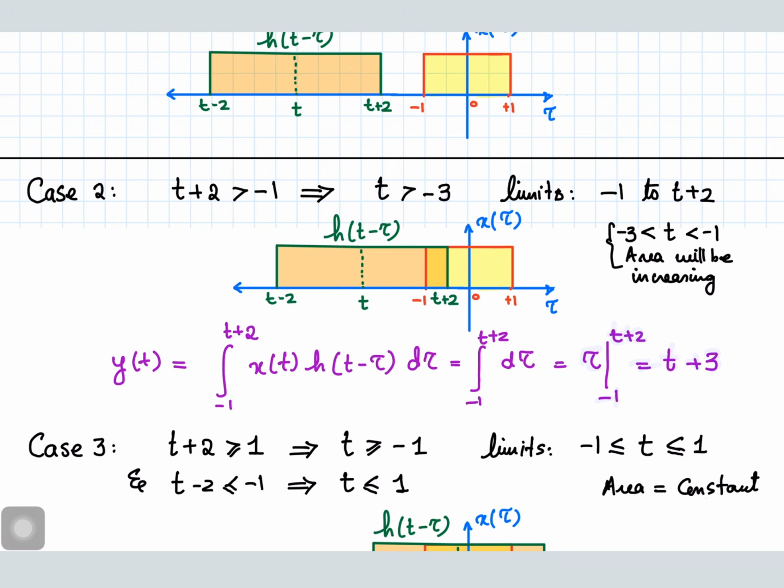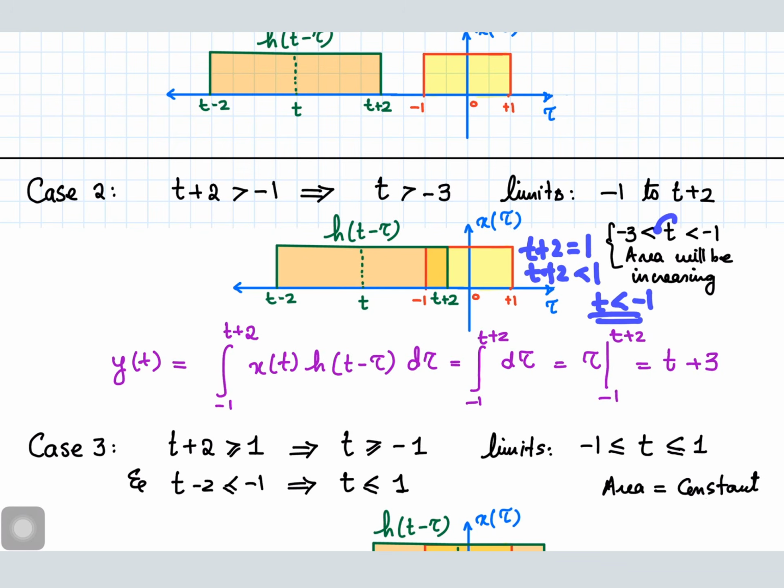As this time t increases, you can work out the area accumulated by that time by the overlap of this h of t minus tau and x of tau. So our lower limit is -1 and the upper limit is t plus 2, and it will continue till this point. Up to which point will it be increasing? Until t plus 2 becomes equal to 1, or you can say up to the point when t plus 2 is less than 1. So it means when t is less than or equal to -1.